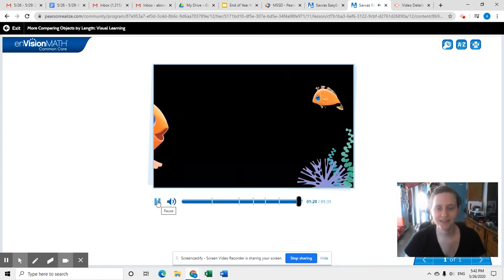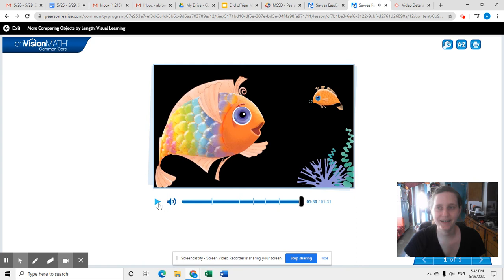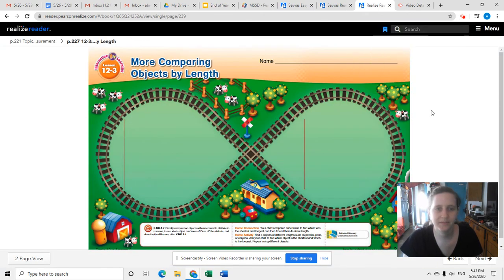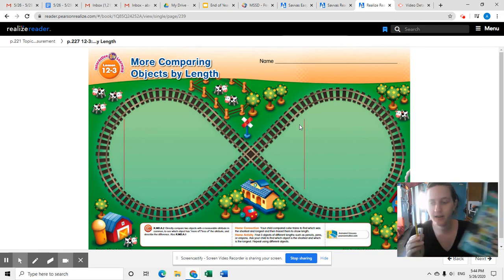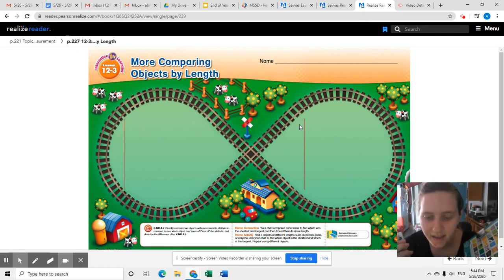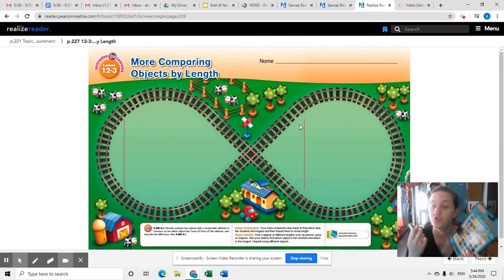All right, let's go over to our math map together. I'll see you there. All right, this is where we're working. So we're comparing objects by length. What you're going to do is find 3 objects in your house that are different lengths, such as an eraser, a pencil, and a book. These are 3 objects with different lengths. And then put them in order from the shortest to the longest.